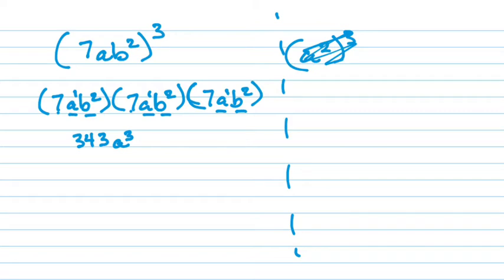So again, same base, so I'll keep the base. And what do I do to the exponents? Add them. 2 plus 2 is 4 plus another 2 is 6. And there's your answer. Quick and easy.